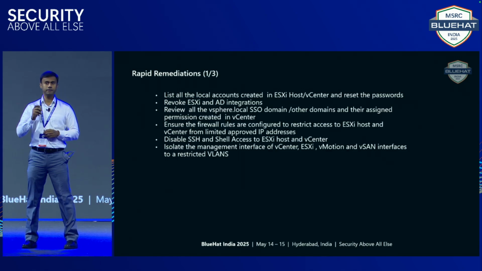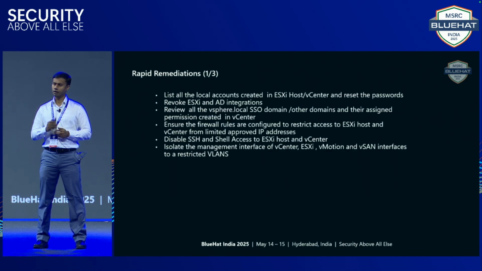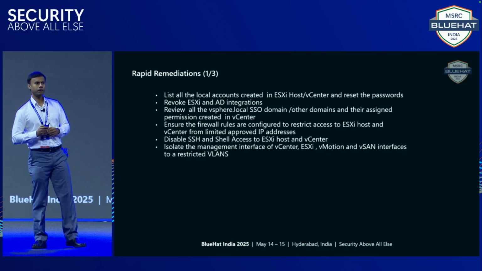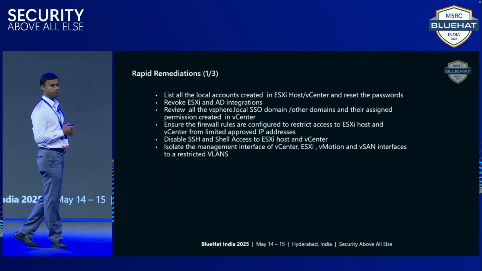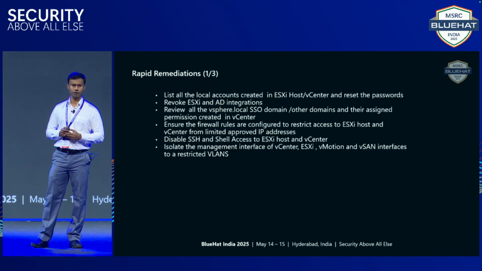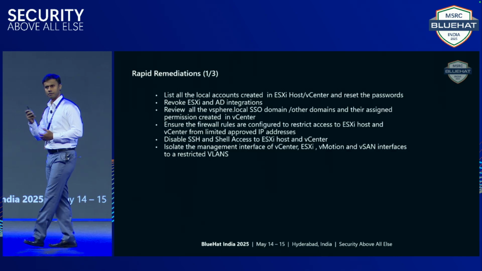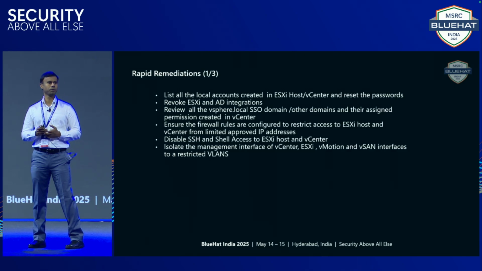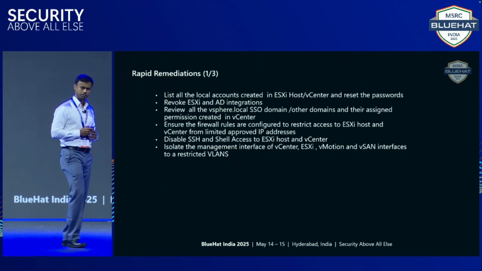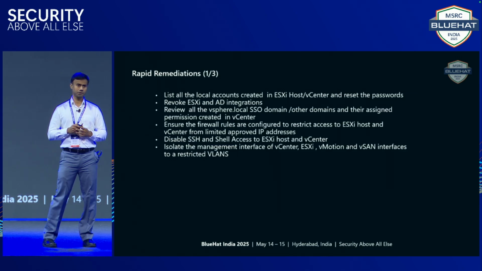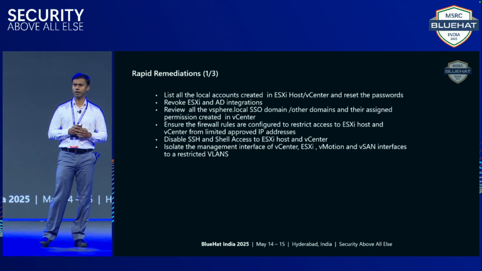And then if an ESXi is integrated with Active Directory, remove it from AD. And try to create local accounts and maintain unique, strong passwords in it. If in case you have a PAM solution, that's the best method, where you can access the VMware components through the PAM solution. Isolate the management interfaces of all the VMware components into a restricted VLAN.